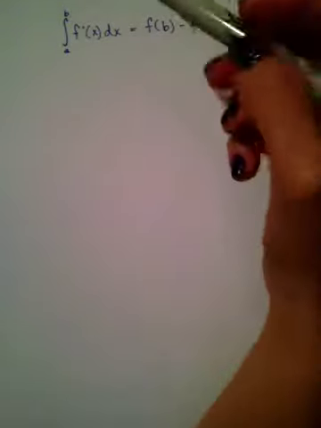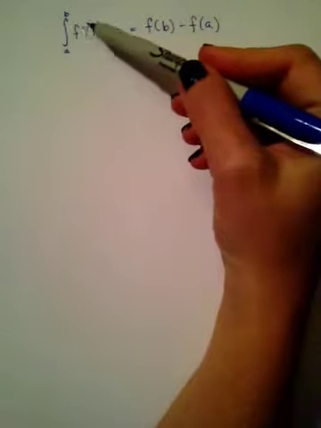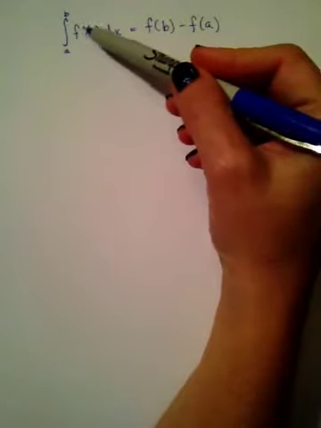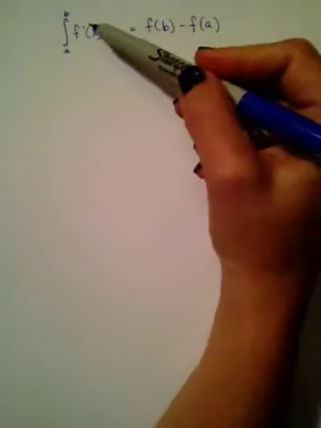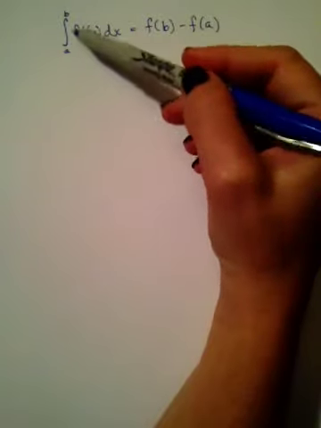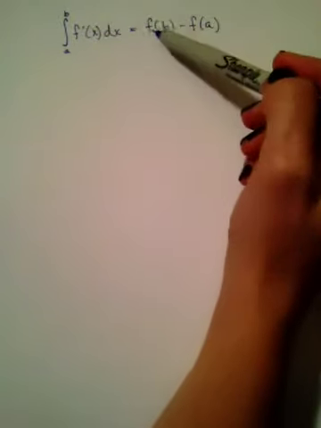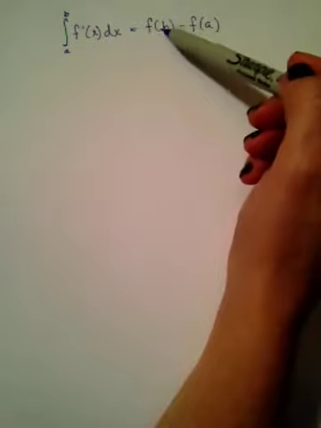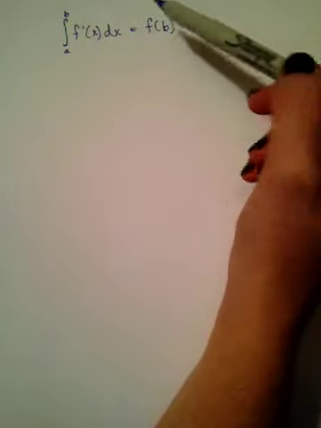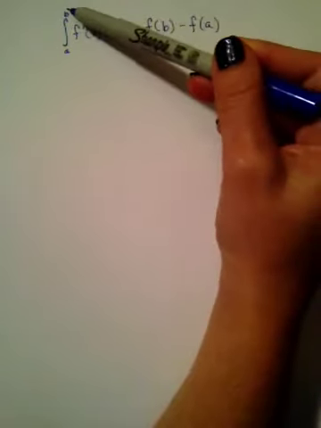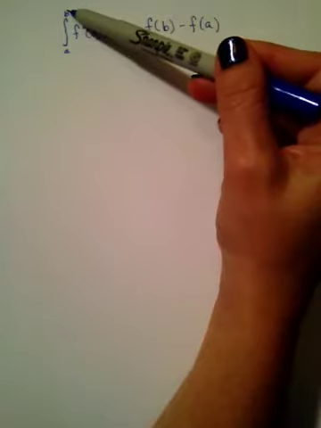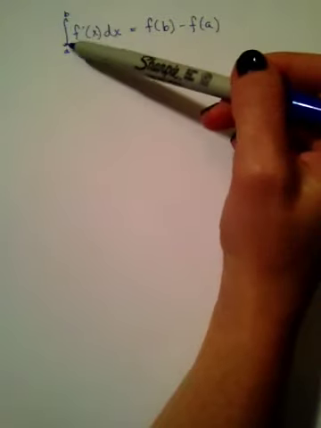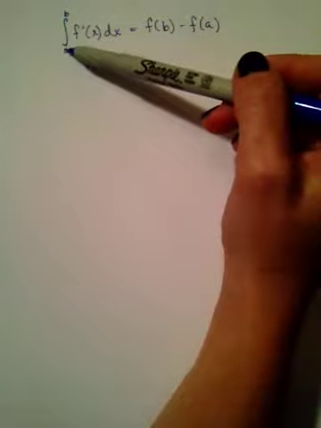For this video, we're going to start looking at the first fundamental theorem of calculus analytically. Just to start with, if you have some function that you're integrating from a to b, you'll take the antiderivative and you'll have f of b minus f of a. The antiderivative evaluated at the upper limit of integration minus the lower limit of integration.